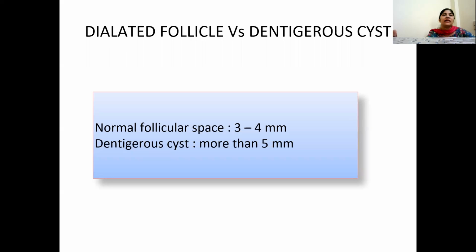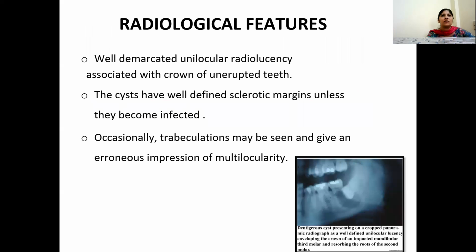How do you differentiate between a dilated follicle and a dentigerous cyst? A follicle is also seen around the erupting tooth. The normal follicular space is 3 to 4 mm, but in the case of a dentigerous cyst it is more than 5 mm. So radiographically, if you see a lucency more than 5 mm, you should be suspicious of a dentigerous cyst. That is how you differentiate between a dentigerous cyst and a normal follicular space.